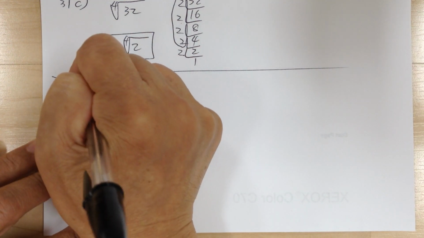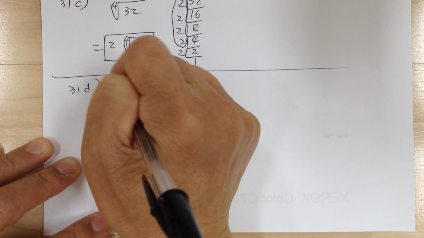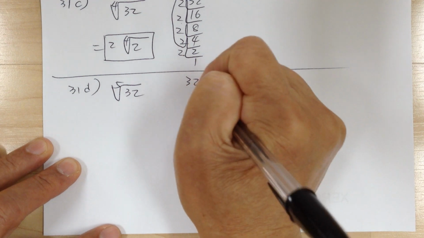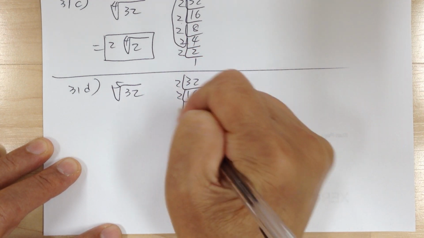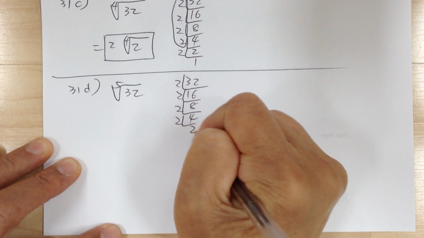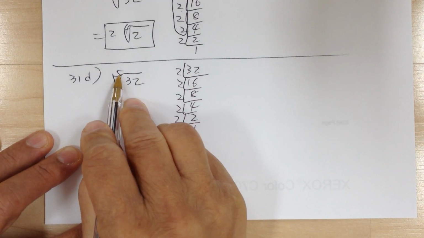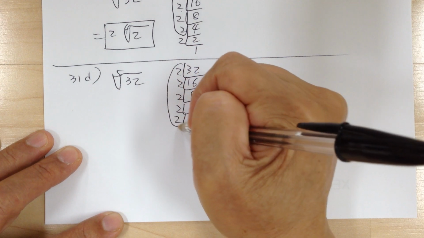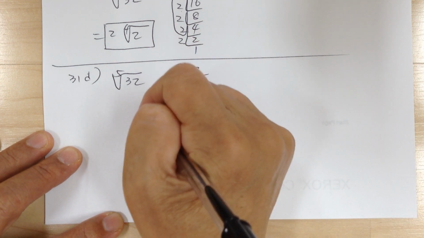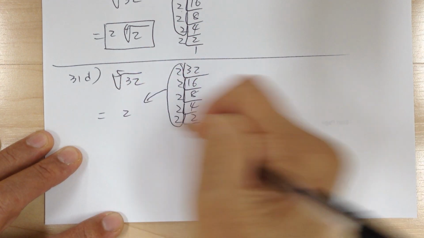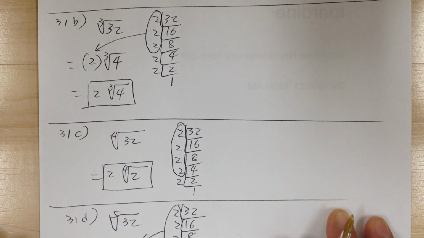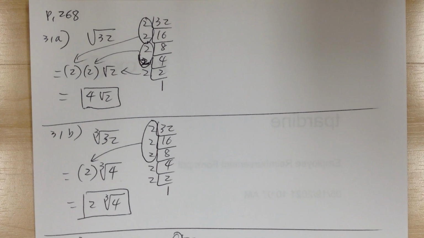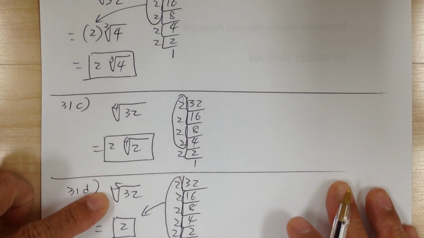Okay, 31d. You got 5th root of 32. So you do the same thing, right? Divide by 2, divide by 2, keep going, break it down. Now index is 5, means you need to get 5 radicands to make an integer. And that's not left over, so that's it. So you can see the difference among the different index. So this is square root, index is 2, 3, 4, 5.